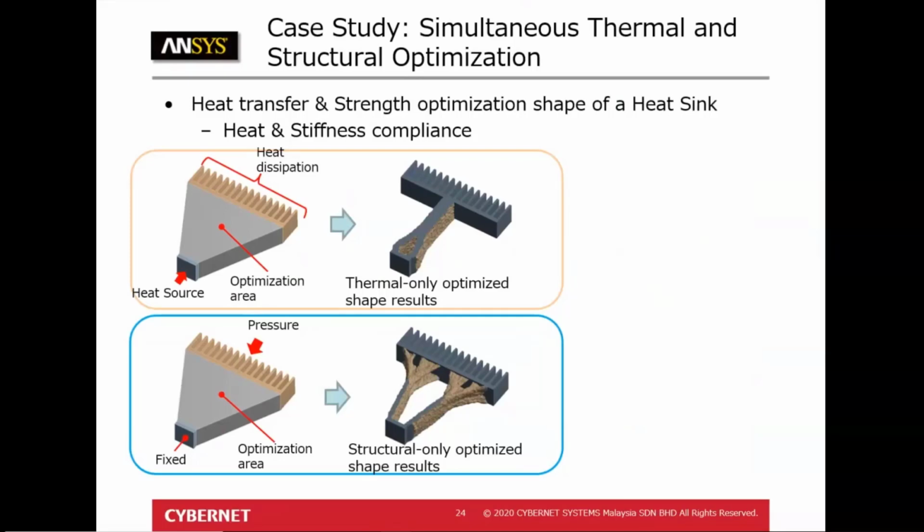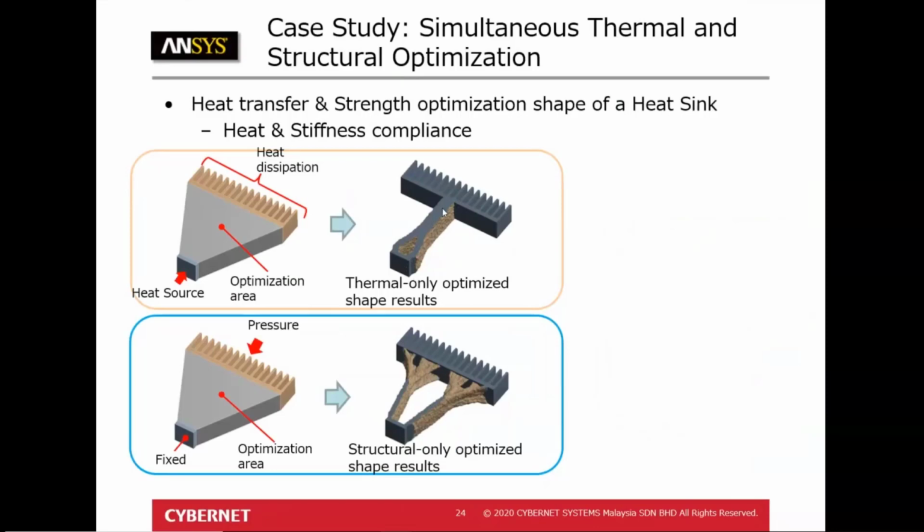For this particular case, we set the mass reduction to 20% as the response constraint. As you can see, the first optimization was done with only heat transfer as our design objective. Since only the transmission of heat is taken into account, the optimization shape is easy to understand, and a straight pipe was generated basically from the heat source to the fin.